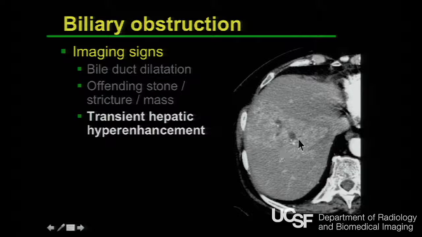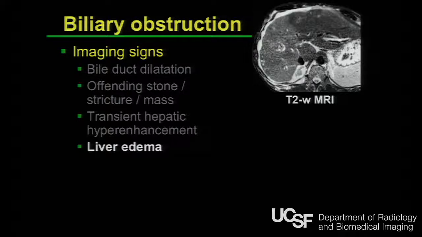What has happened is there's increased interstitial pressure because of duct obstruction in this segment of the liver, and so less low-pressure portal venous flow goes into that liver. The liver's still alive, it demands blood, so we have higher amounts of arterial flow going into that segment of the liver, causing a segmental area of hyperenhancement where we have bile duct obstruction.